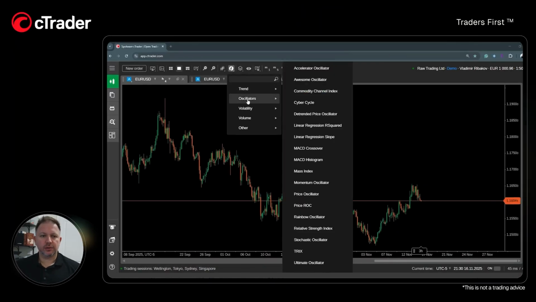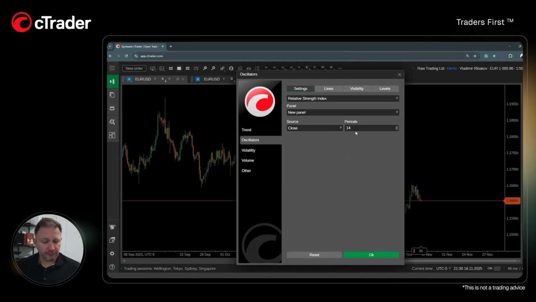So what is the RSI, the Relative Strength Index? Where do you find it? How do we use it? Let's break it down. So first of all, you go to the indicator section, of course, and under the category of oscillators, you would find the RSI right here at the bottom.